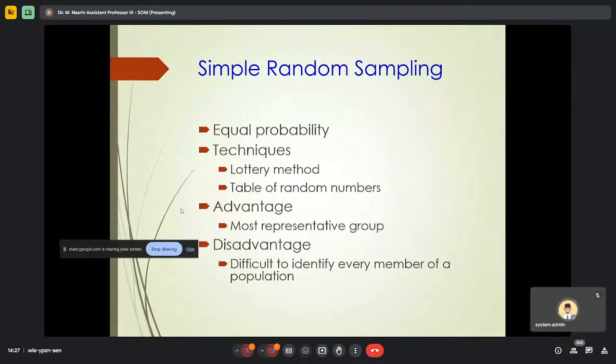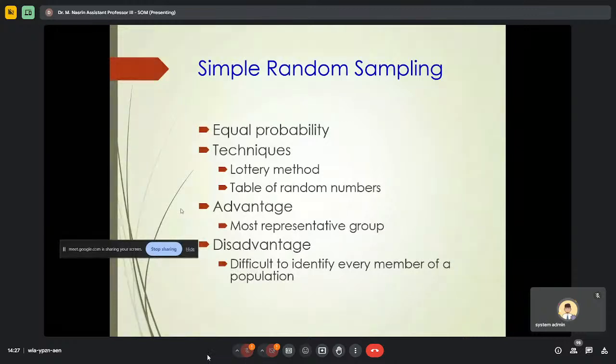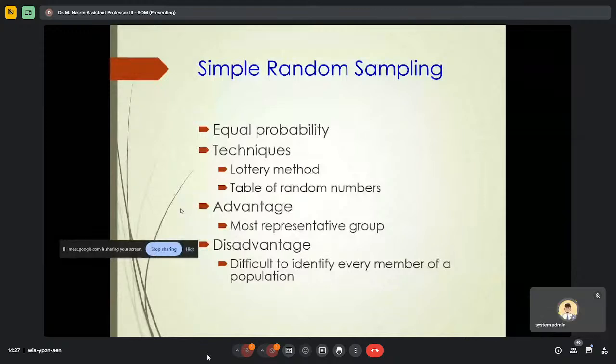Every member of a population. So can I go and ask, are you a professional person? Are you a doctor? Are you in the age of 40 or 60? Will I be asking a question like that? Definitely no. Simply we will be circulating the questions, right? That is why I said simple random sampling is not so easy to obtain the data. It's difficult to identify every member of the population.